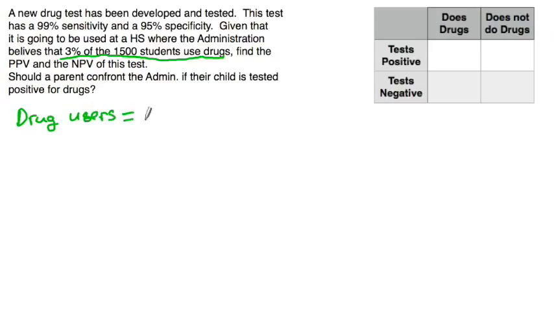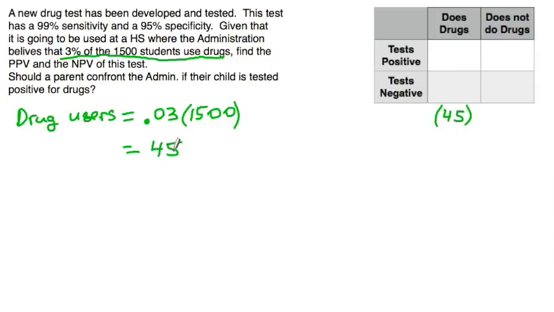And this is going to equal, well, literally the 3% of the 1,500 students. So let's see here, 3% of 1,500, 0.03 times 1,500, 45. So out of that 1,500 students, you can expect 45 of them to be using illicit drugs. Now, that doesn't go into the table per se, but it does give me a total of the total drug users. So I'll put that down here as a reference number.